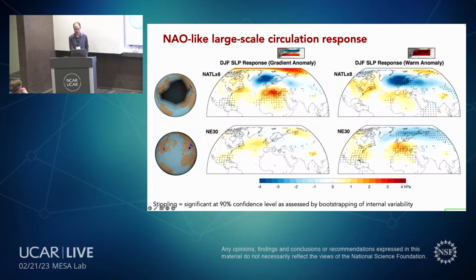At low resolution, you get a similar response to the warm SST anomaly case, but weaker amplitude, and then you're kind of completely missing the response to the SST gradient case. And in order to get the statistical significance here, I've had to run these simulations out further, which is of course possible because of the lower resolution.